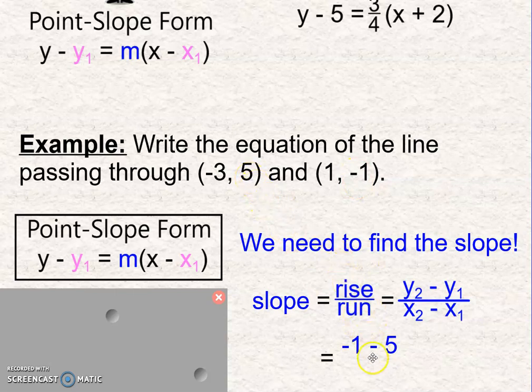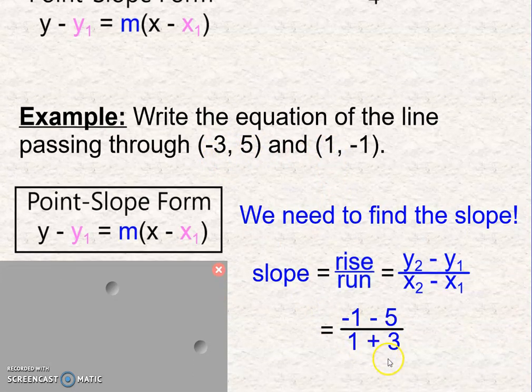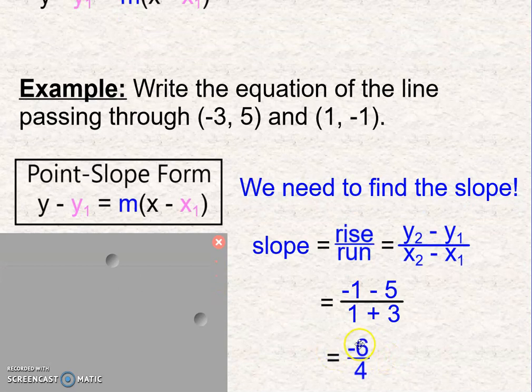And whatever you do in the top, you've got to follow that lead in the bottom. So since I started with this y value first, I have to start with this x value first. So this bottom would be 1 minus -3. And notice how that turned into 1 plus 3. And that becomes -6 over 4. And we should reduce that down to -3/2. Whoops. -3/2.